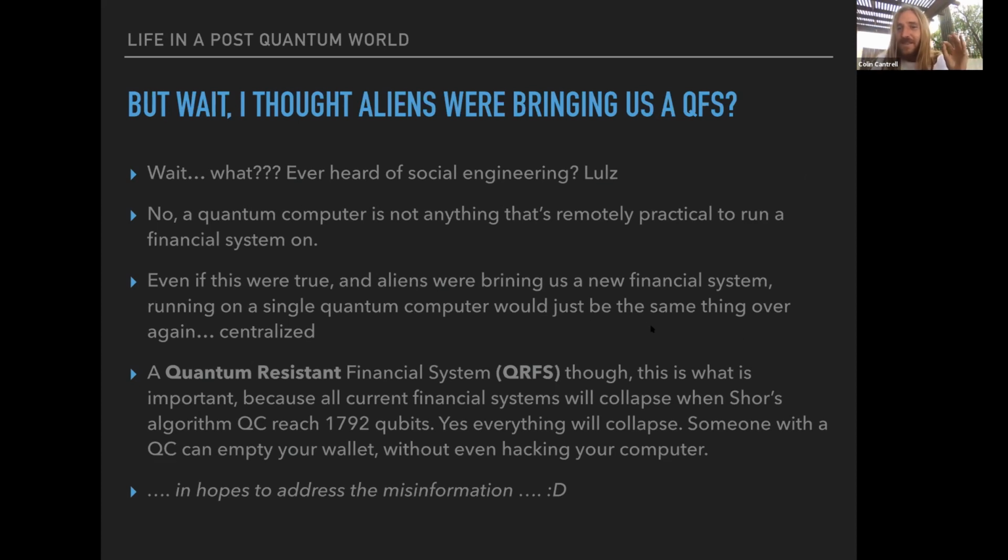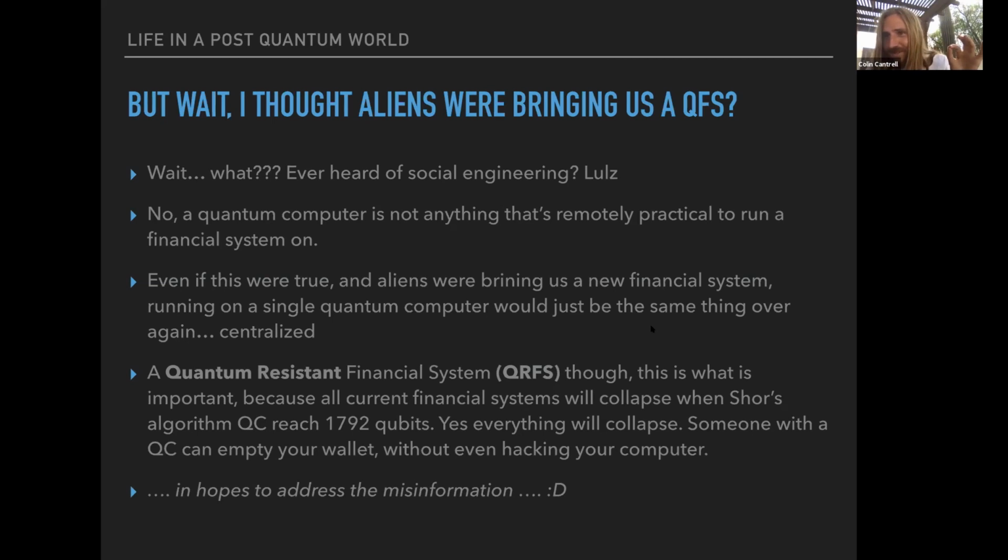A quantum computer is not anything that's remotely practical to run a financial system on. That's number one. Number two, even if this were true and aliens were bringing us a new financial system, running on a single quantum computer would be the same thing over again, centralized, okay? So just because people say aliens are coming to do it does not mean it's going to be good. This corruption is not exclusive to Earth, even if that was true, okay?